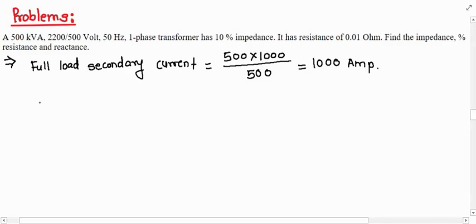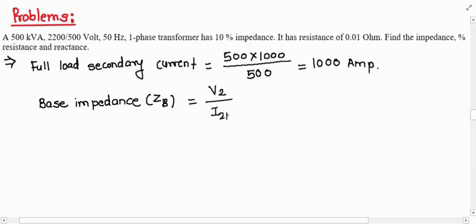Then you have studied, what is the base impedance? Base impedance is normally denoted by ZB, which is equal to the rated voltage divided by the full load current, so V2 divided by I2 full load. This will give you the base impedance. V2 is 500, divided by full load current 1000 ampere. So my base impedance will be 1/2 or half ohm.